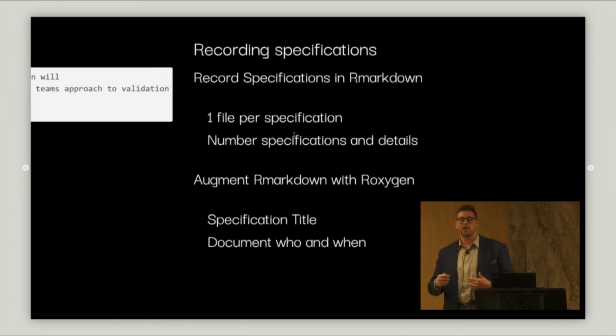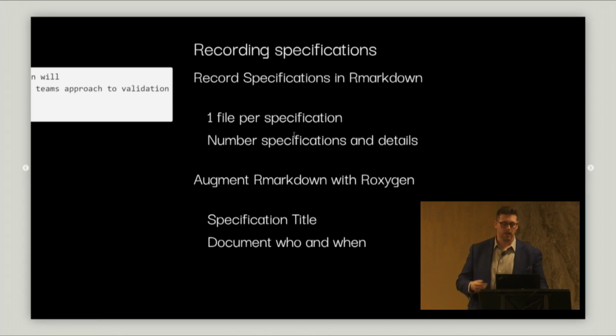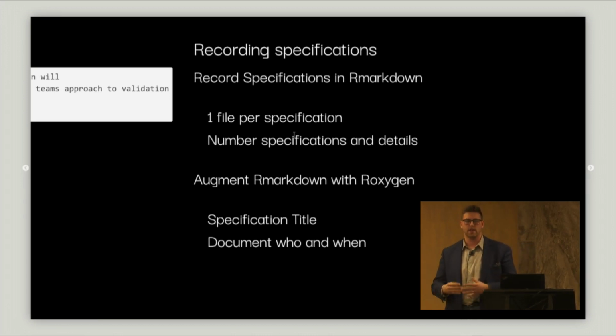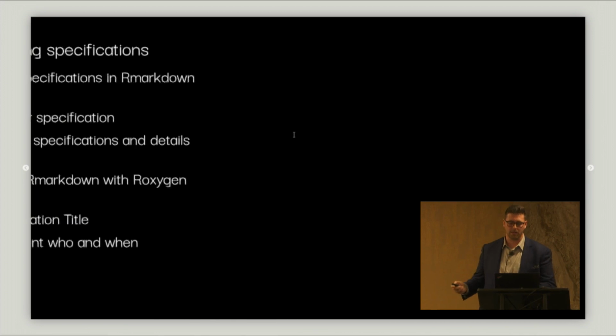So when I go to record these specifications, I'm going to want to use rmarkdown to document all this for me. I'm going to use a single file per specification and number those specifications within it. In addition, I'm going to use RStudio to add details around who wrote that specification and when, and what the specification title is. And then I'm going to put this inside my R package.